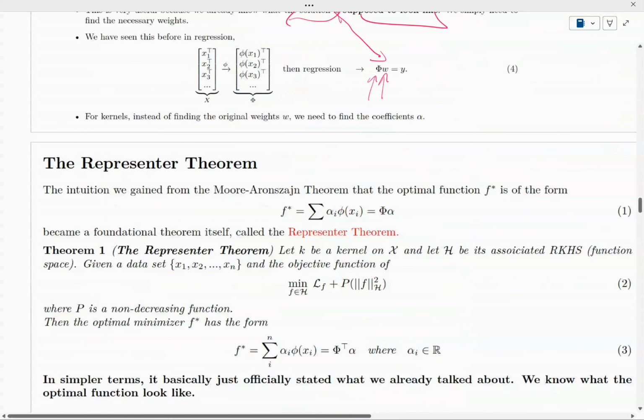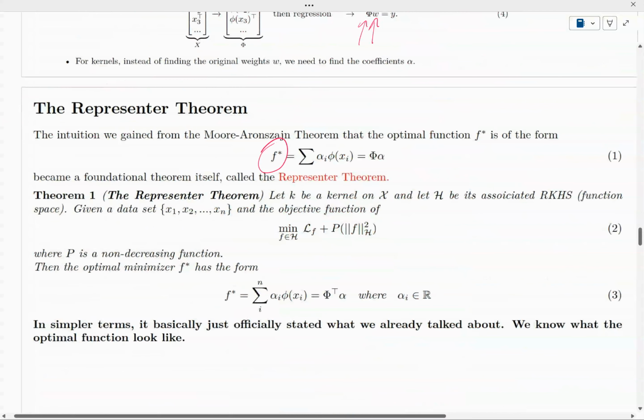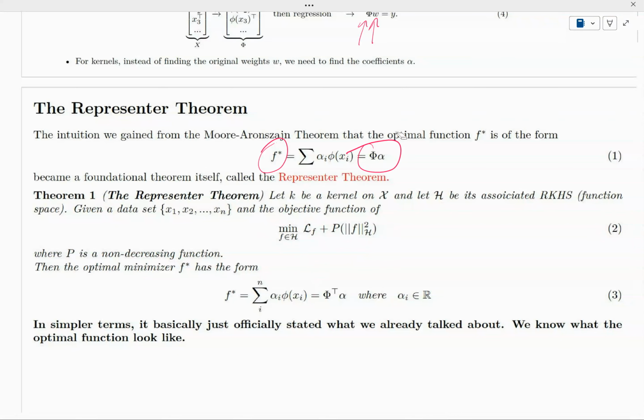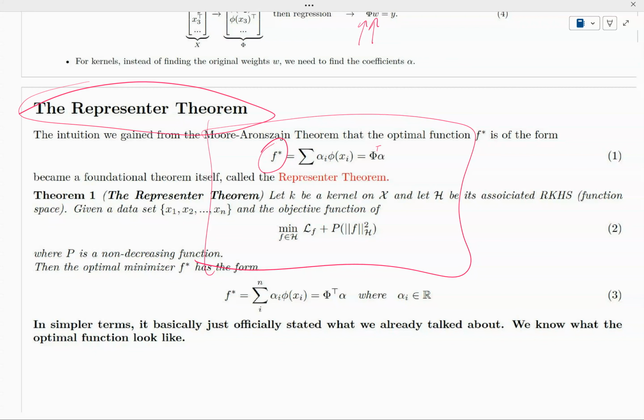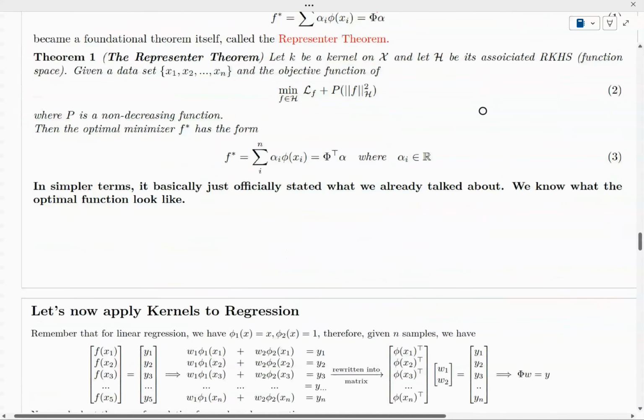Okay, so everything I just talked about leads us to why the representer theorem works. The representer theorem basically says that the optimal solution for these kinds of minimization problems has to look like this. And, well, I'm missing a transpose. Has to look like this. The intuition of why this works is what I just explained to you. So the representer theorem formally declares the optimal solution to look like this. So that's the representer theorem.